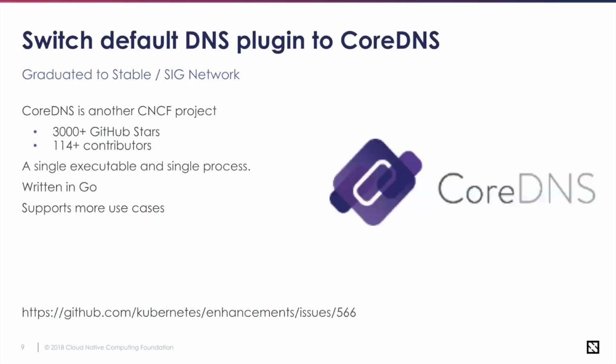It has fewer moving pieces than its predecessor, which was kubeDNS. It's also a single executable and a single process. And one thing that I would imagine everybody loves to hear, it is written in Go, so it's also memory safe. It also supports more use cases. So if you want to add custom DNS entries, stub domain support, serve DNS based on label selectors, wildcard queries, and more. So looking forward to seeing a lot more use out of CoreDNS going forward.